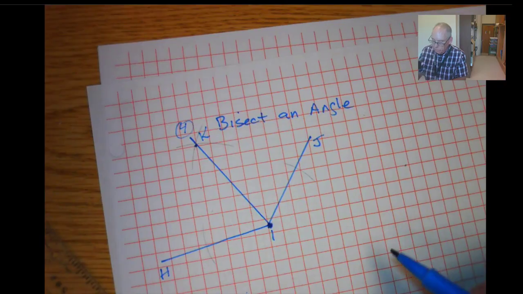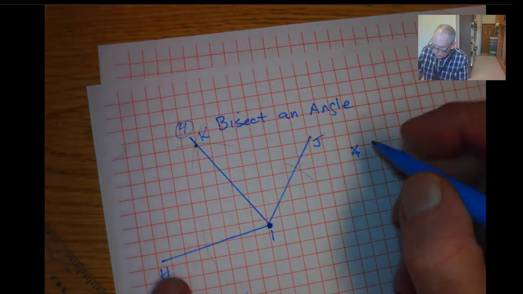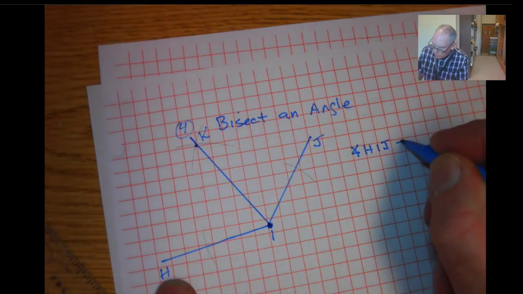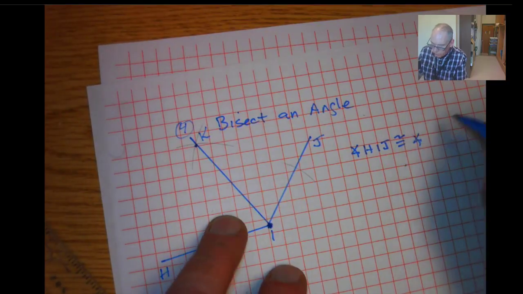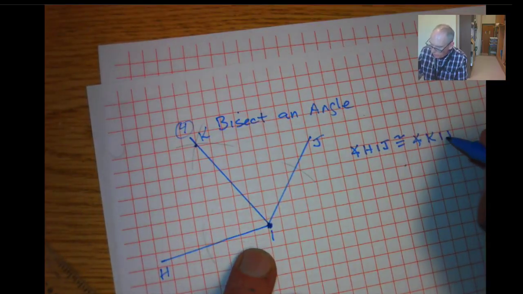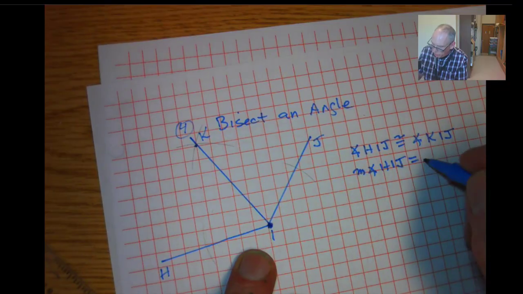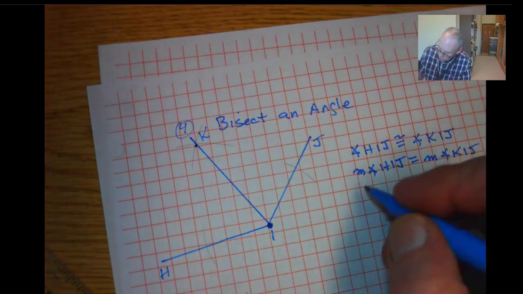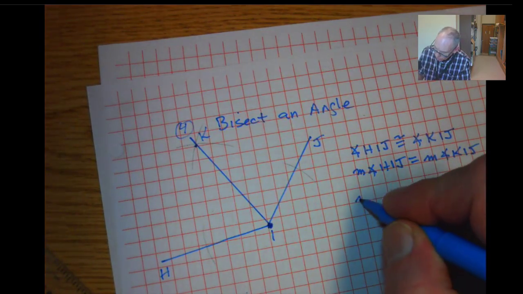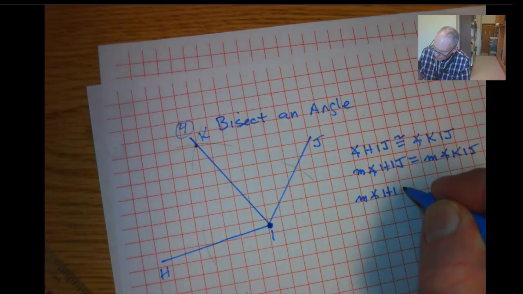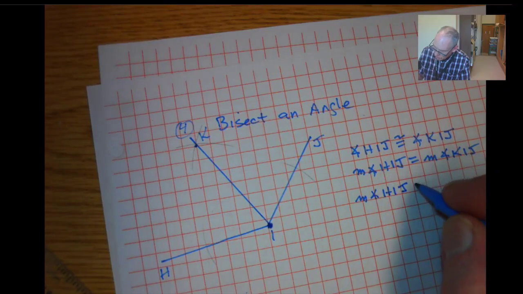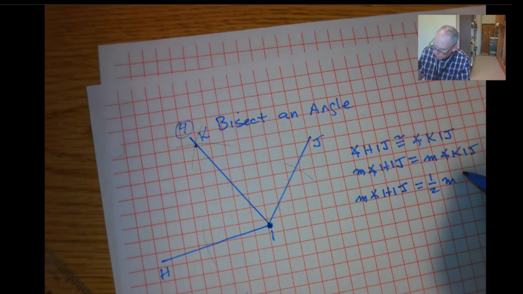So I called that point K. So we have angle HIK is congruent to angle JIK. Also, the measure of HIK is equal to the measure of JIK. Or we could say that the measure of HIK is 1/2 the measure of HIJ, and so on, since we've divided the angle into two parts.